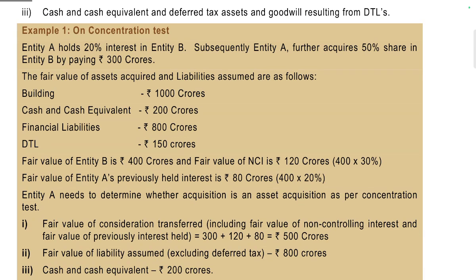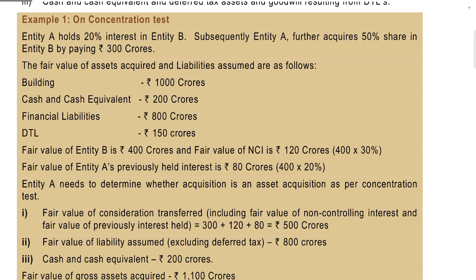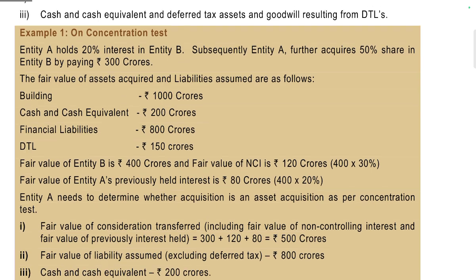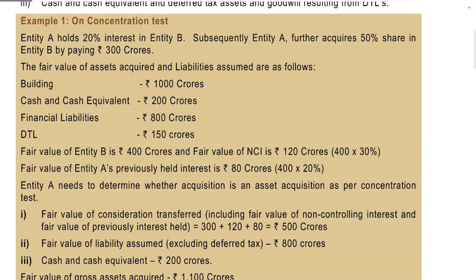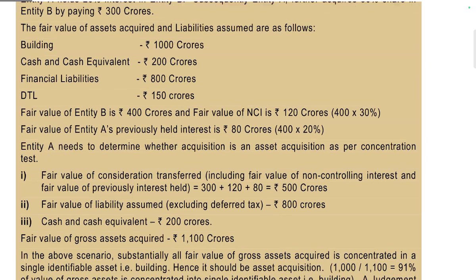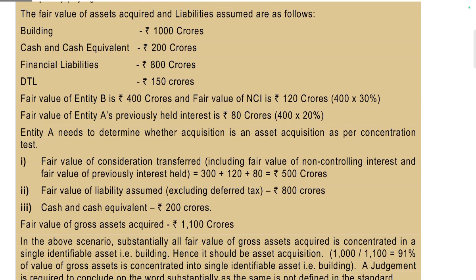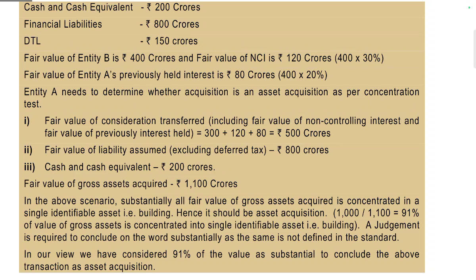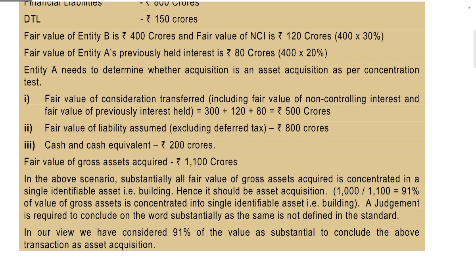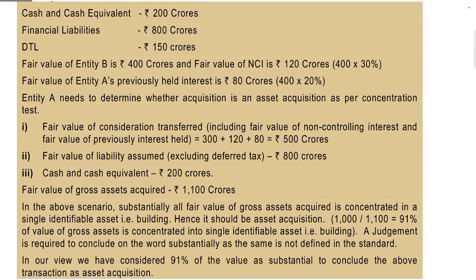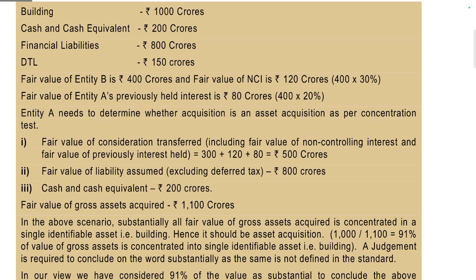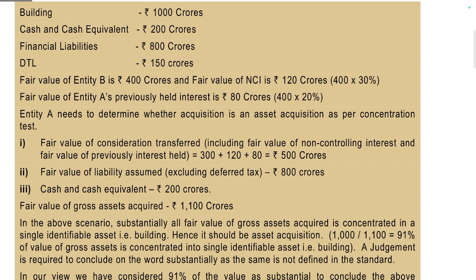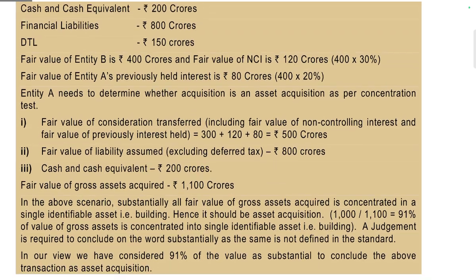Example on the concentration test: Entity A holds a 20% interest in entity B. Subsequently, A further acquires a 50% interest in entity B, paying 300 crores. The fair value of assets: building 1000 crores, cash 200 crores, and financial liability 800 crores, and DTL 40 crores. The fair value of the non-controlling interest is 100 crores, and the fair value of the previously held interest at 20% is 80 crores.